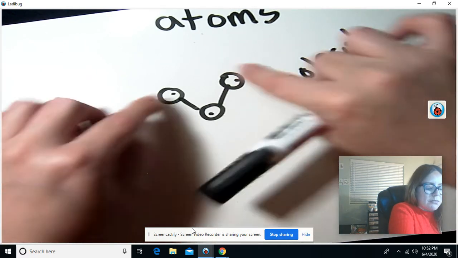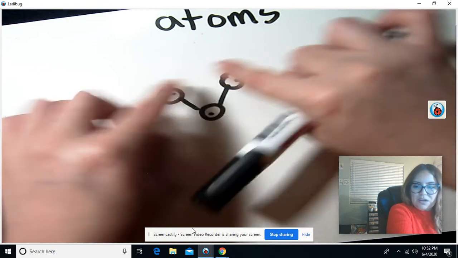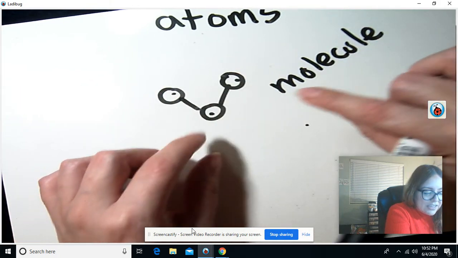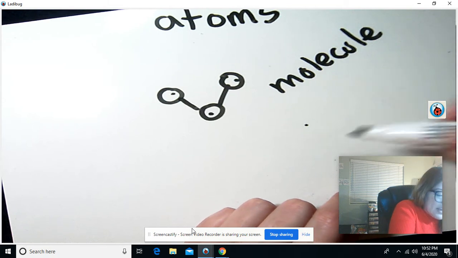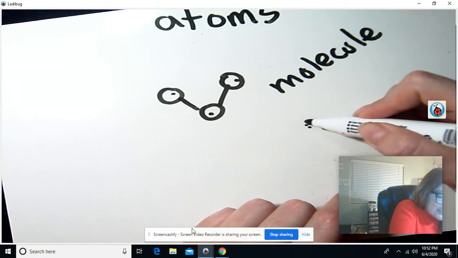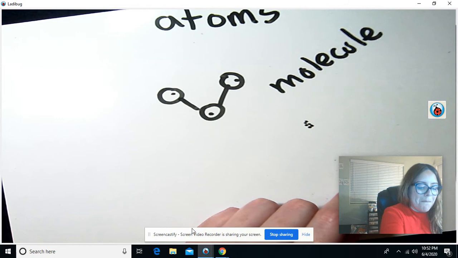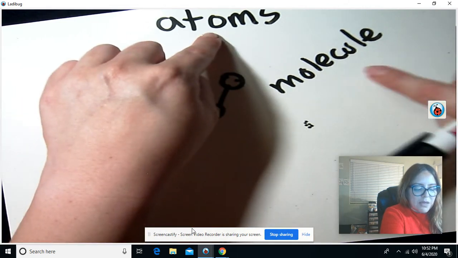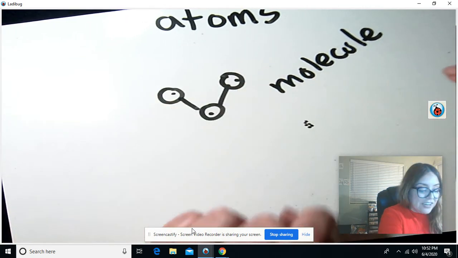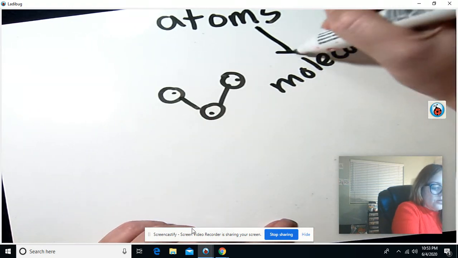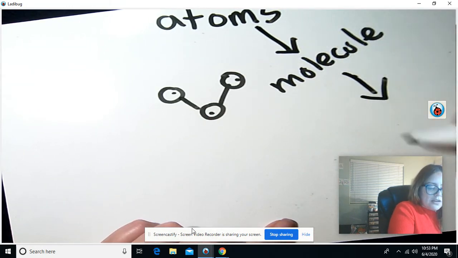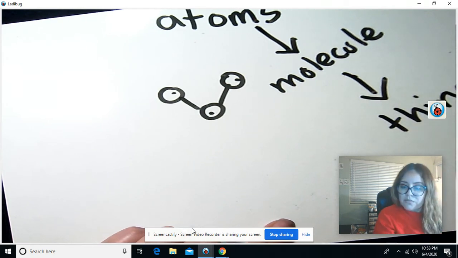So atoms come together, even though they look big right here, they're really tiny. They come together to form this tiny little molecule. Okay? Say that with me, molecule. So atoms make molecules, and molecules are tiny. Okay? Atoms make molecules, and then molecules make up things. Anything that we can touch is made up of molecules.